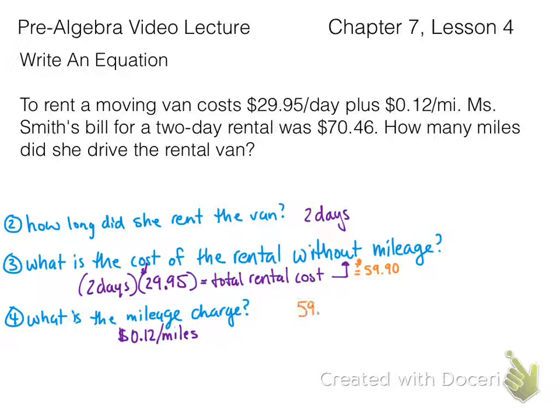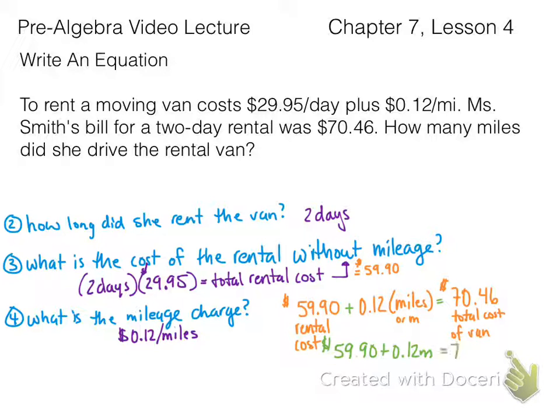All right, so let's go ahead and write an equation. Let's take the $59.90, which is the cost of just renting the van, not even driving it. And we're going to add the cost of driving the van, which is 12 cents per mile, or M for miles. And that's going to equal her total bill, which is $70.46. So now we actually have a two-step equation. And we have $59.90 plus 12M, or 0.12M, equals $70.46.